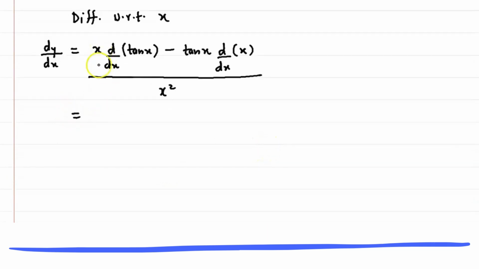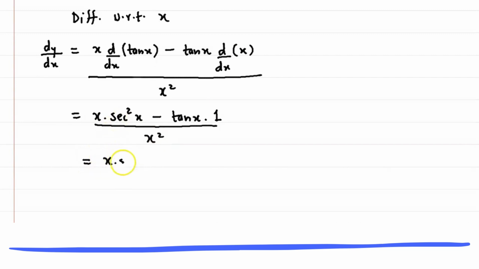Further, we get x times, now derivative of tan x is sec²x, minus tan x into derivative of x is 1, divided by x square. So finally the answer is x times sec²x minus tan x into 1, that is tan x, divided by x square. So this is the value for dy by dx.